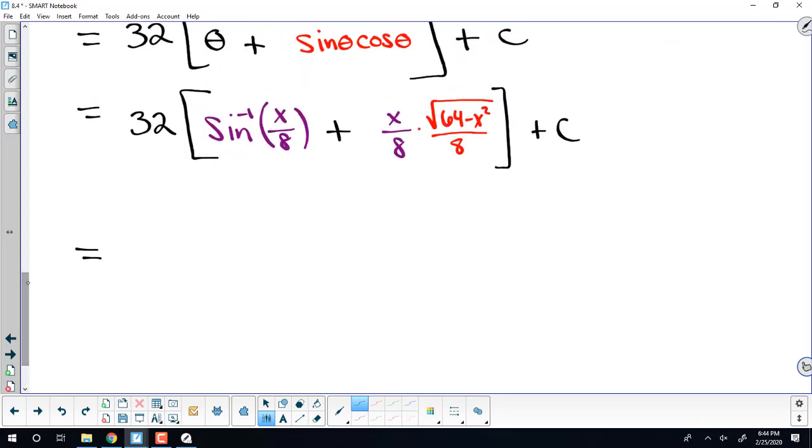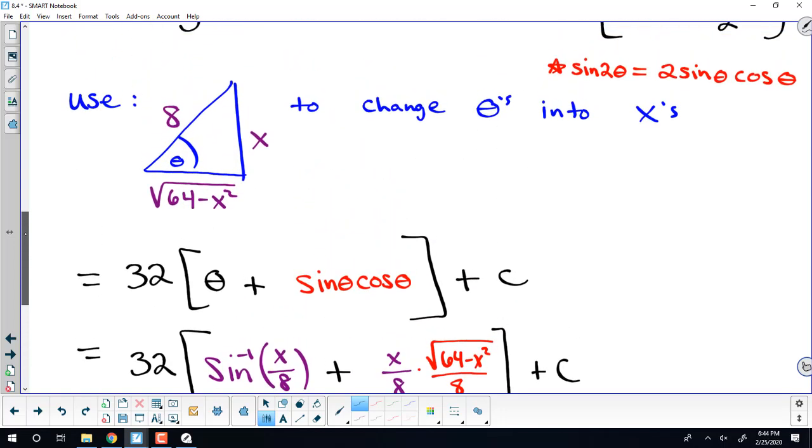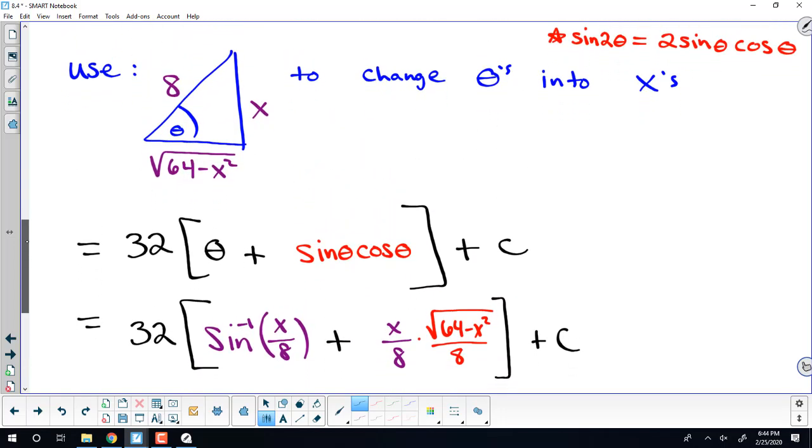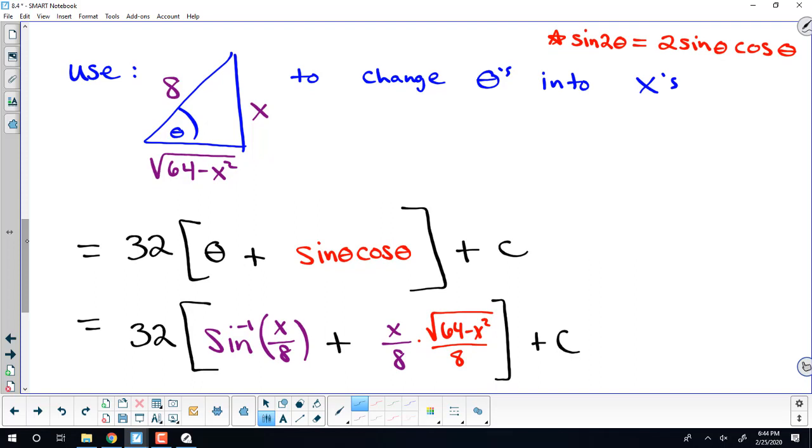Cody, real quick. Yeah. How'd you get sine 2 theta equals 2 sine theta cosine theta? That's just the double angle identity for that. Oh, that's just a trig identity. Yeah, right. That one's really common. So put that in your head. It does come up quite frequently.